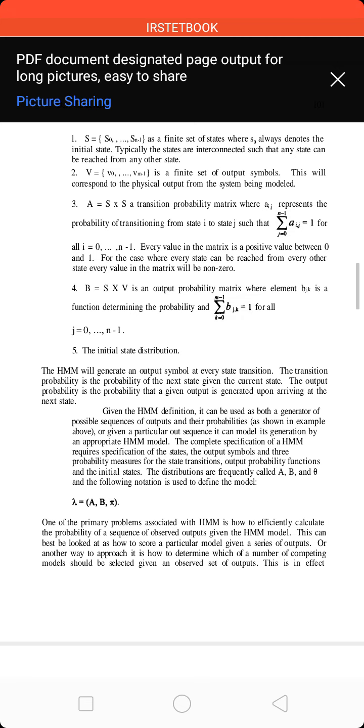So one of the primary problems associated with HMM is how to efficiently calculate the probability of a sequence. Probability means observations or assumptions you can't guess accurately. That's why it becomes more difficult. This can be looked at as how to score the particular model. Another approach you are determining is computing a model that should be selective and observed at the outputs, effectively uncovering the hidden part of the model.